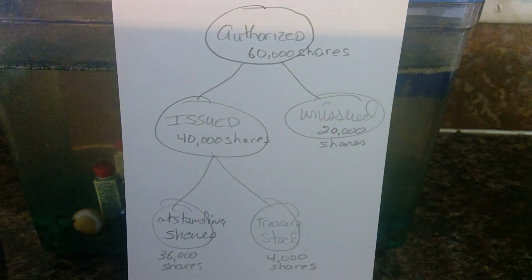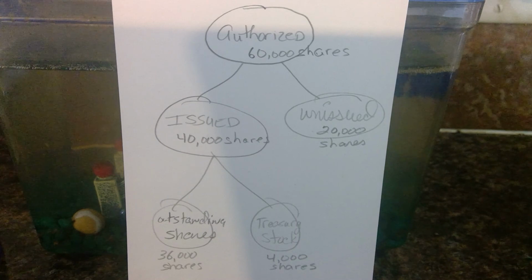Now here are some key points that I need you to pay attention to. Common stock and preferred stock may or may not have a par value. Keep in mind, par value is an arbitrary number assigned to each share of stock. It is literally made up. It's not a number that has any bearing other than to complete the beginning journal entries. It is a made up number.